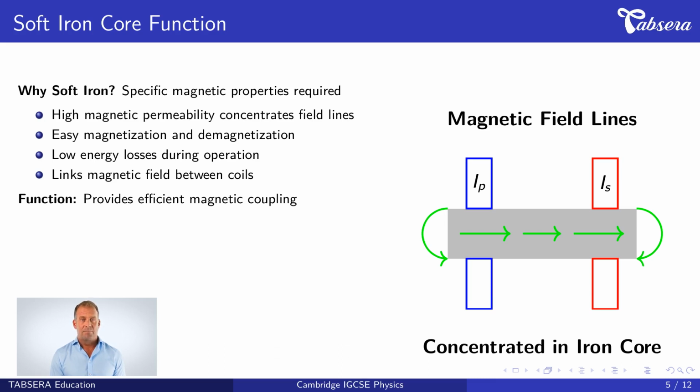The diagram shows magnetic field lines concentrated within the iron core, flowing from primary to secondary coil. Notice how the field lines follow the iron path, creating strong magnetic coupling between the coils.